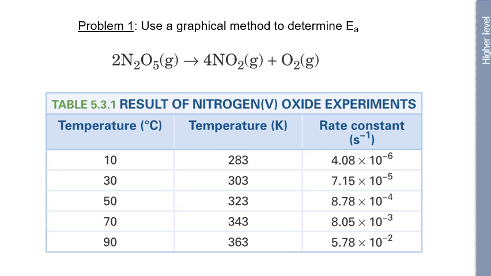So here's a problem. What you need to do is use the graphical method to determine the activation energy for this particular reaction. There are the experimental values. You need to plot them on a graph and then use the graphical method to determine the activation energy. Once you have done that, play the video and see if you get the correct value for the activation energy. Good luck.